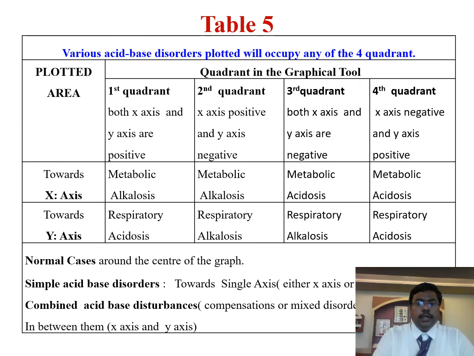Simple acid-base disorders are represented by plots towards a single axis, either the x-axis or the y-axis. For the combined acid-base disturbances, compensatory mechanisms, or mixed acid-base disorders, the plots will be seen in between the x-axis and y-axis. So for simple acid-base disorders, plots will be towards any single axis, and in combined acid-base disturbances, plots will be seen in between them.